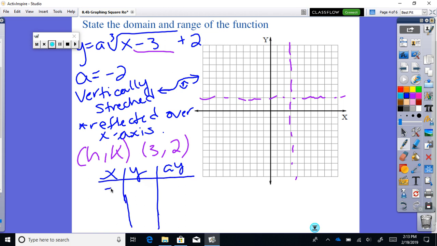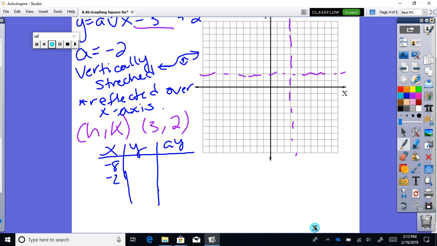So for this cube root, I'm going to pick -8, -1, 0, 1, 8. And then the cube roots of those are -2, -1, 0, 1, 2. And similar to when we graph parabolas, we have an a value, that's your last column. Our a value is -2. So we multiply everything in the middle column times -2 to get our ay column.